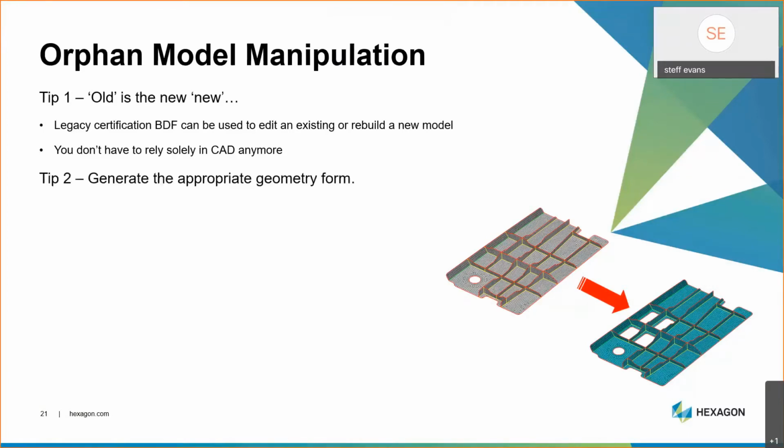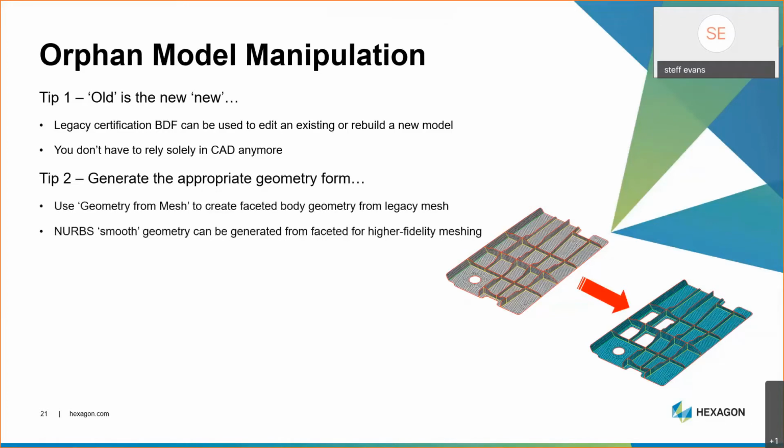You can generate the appropriate geometry form. So we've got two types of mesh, CAD can be derived from mesh. We can create faceted bodies, which follow the mesh form, and we can create NURBS smooth geometry if we want to look at higher fidelity meshing. Okay. Controlling the legacy model.